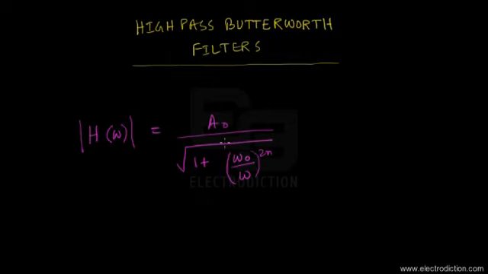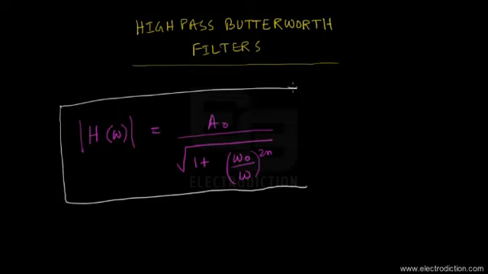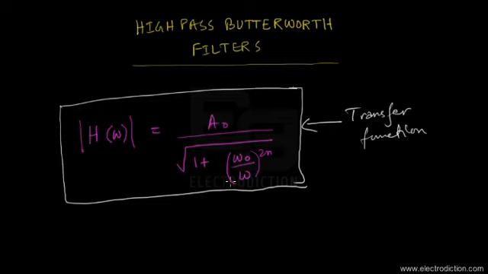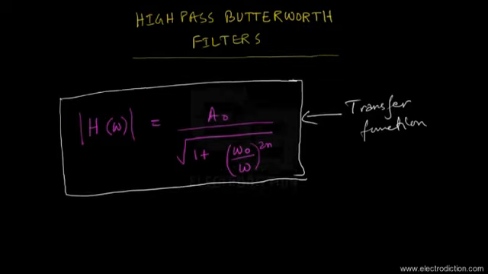So this particular expression that you can see over here is basically referred to as the high-pass Butterworth filter transfer function. I'll just write it down over here. Now let me just tell you what each of these variables basically stand for.